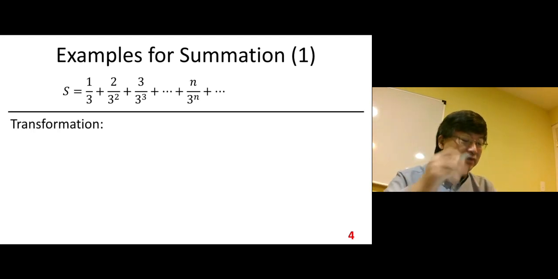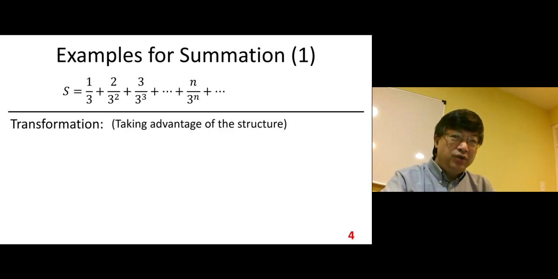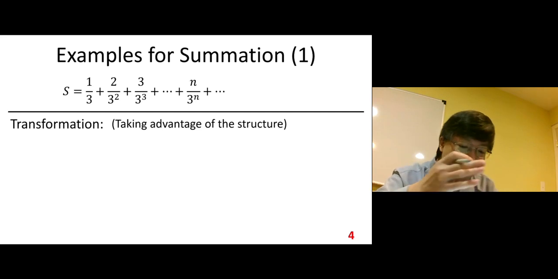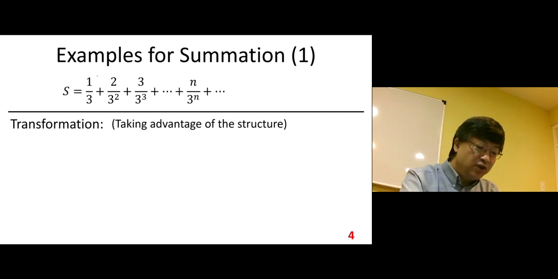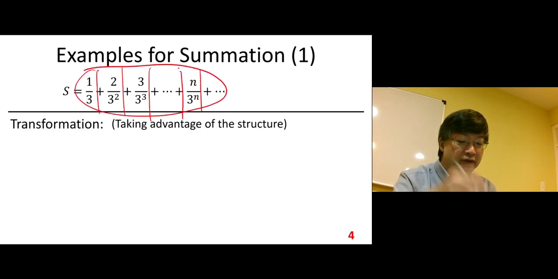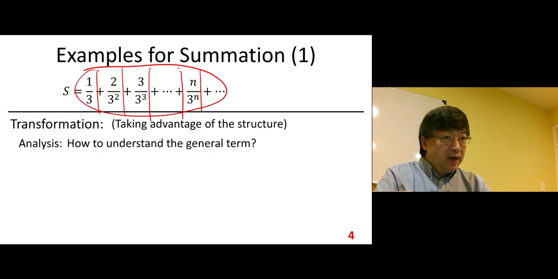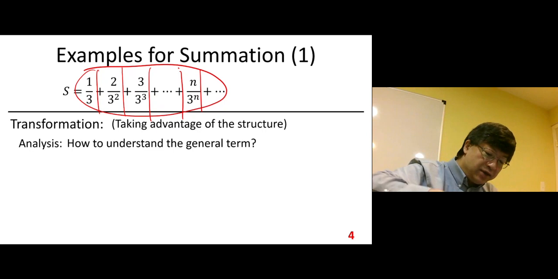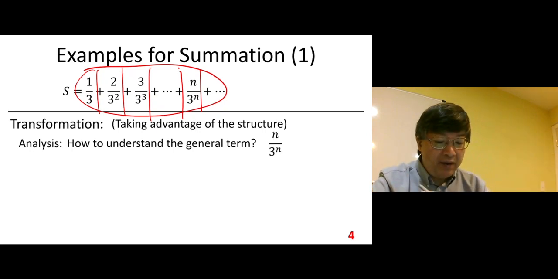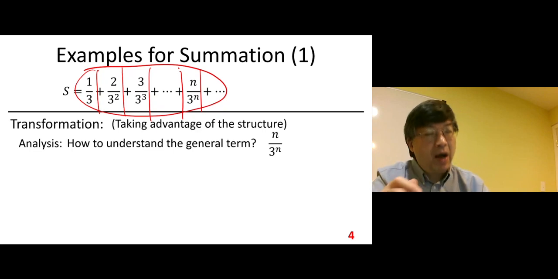So let's do the transformation. When we do the transformation, we want to take advantage of the structure, term by term. How to understand the general term? In our analysis, we want to look at the general term, n over 3 to the nth power. In this general term, there are 2 parts.